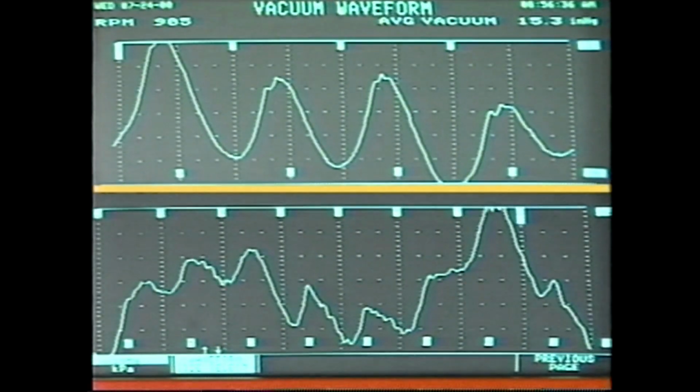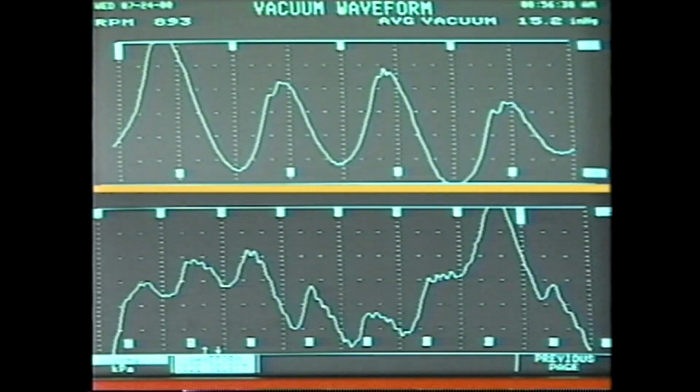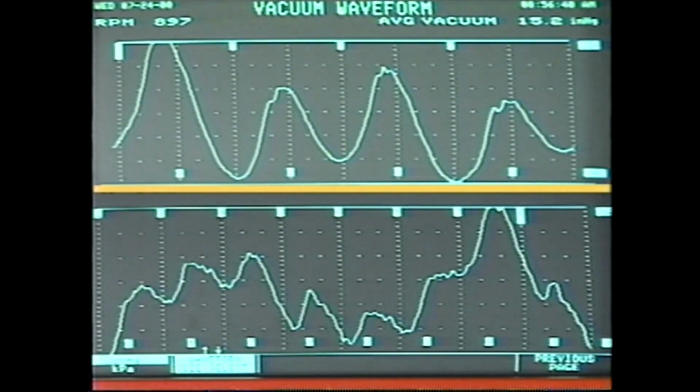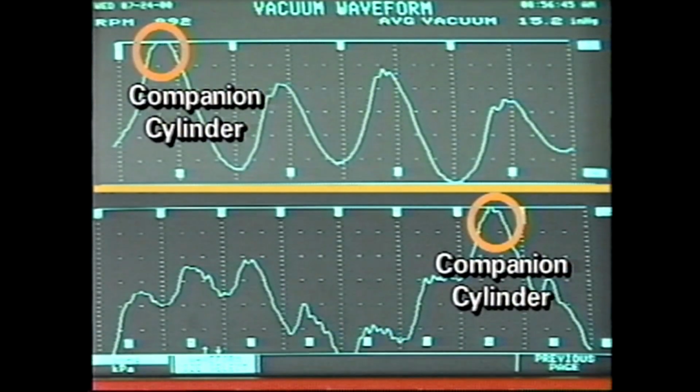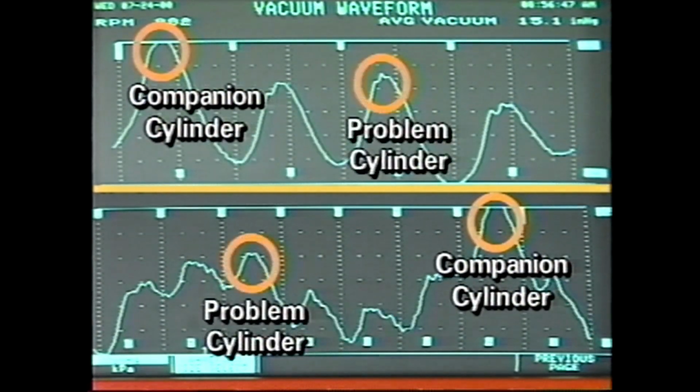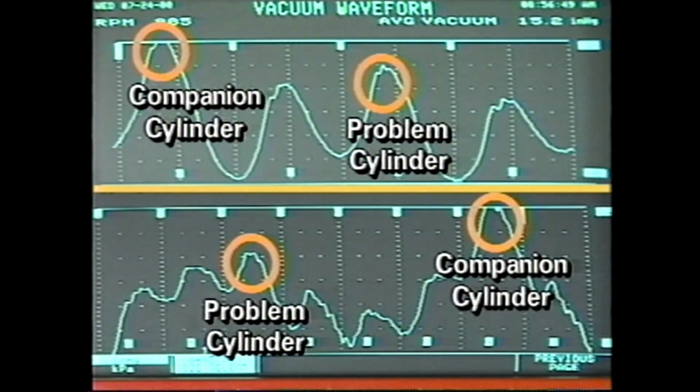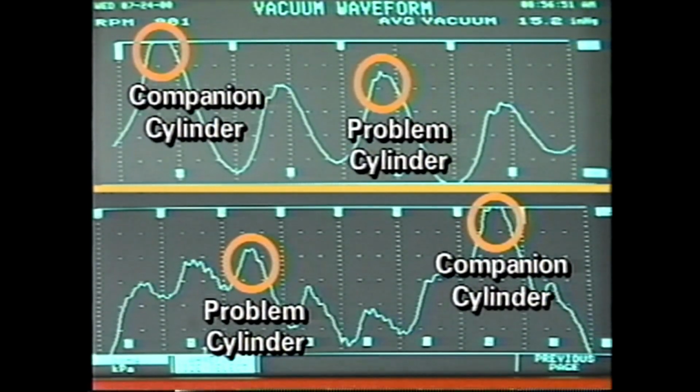A cylinder with a major intake valve leak may have a violent effect on other cylinders. The highest peak belongs to the companion cylinder of the cylinder with the problem. Look for the cylinder with the second highest peak. This is where the problem is.